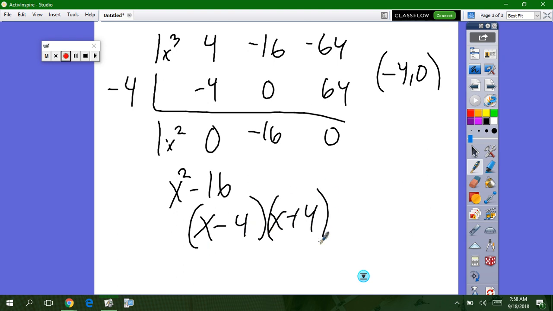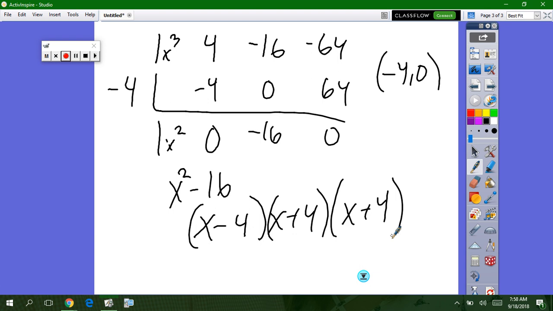Okay. What was my other factor that I did find? X plus 4. Really quickly. What's x times x times x? X cubed. Negative 4 times 4, negative 16, times 4, negative 64. Did I get my first coefficient and my last coefficient? Yeah, I did.